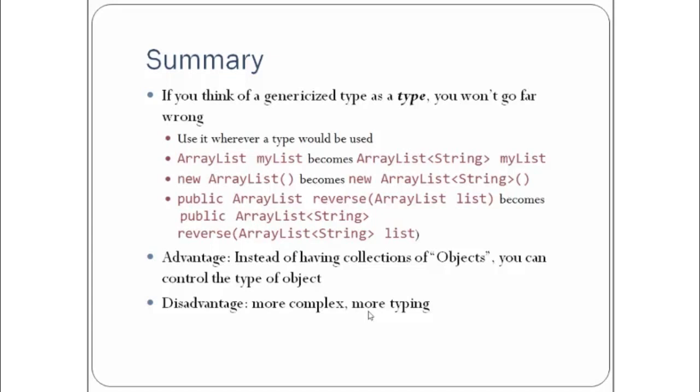Fine. Public ArrayList reverse(ArrayList list) becomes public ArrayList<String>, and similarly, in the reverse method, you are also passing in a genericized ArrayList object. The advantage is definitely that instead of having a collection of objects, you can control the type of objects you want to insert. The disadvantage is that it becomes slightly more complex and slightly more typing is required, which I think is okay because it is giving you much more advantages.